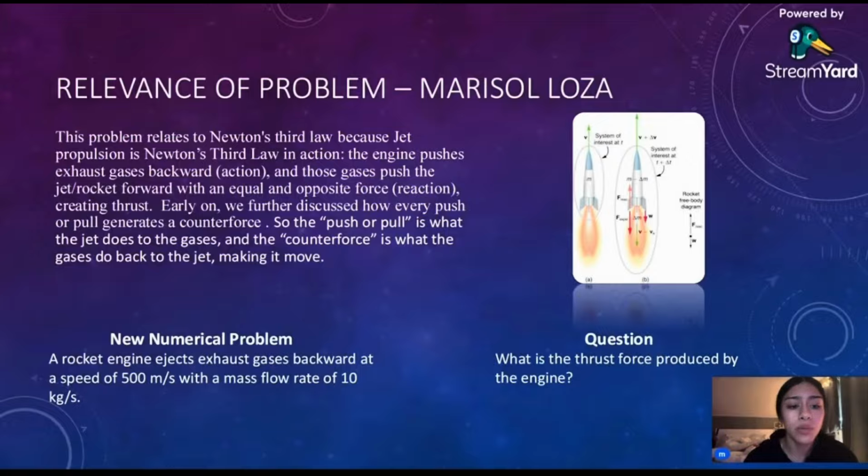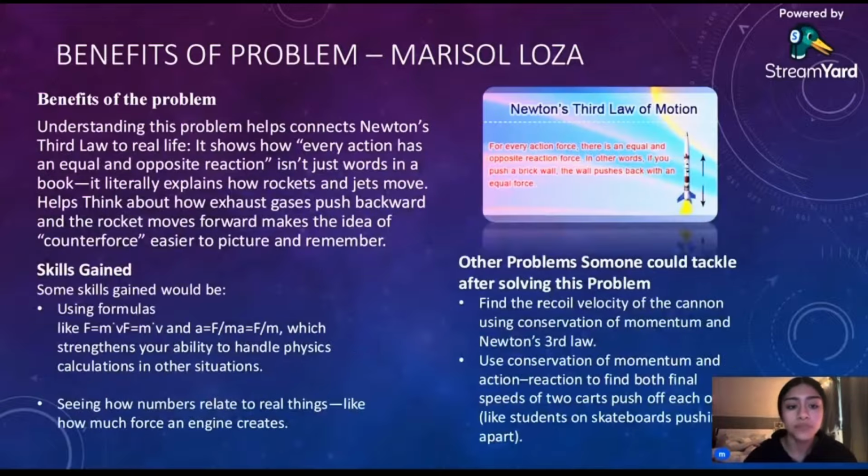New numerical problem. A rocket engine ejects exhaust gases backward at a speed of 500 meters per second with a mass flow rate of 10 kilograms per second. Question: what is the thrust force produced by the engine?